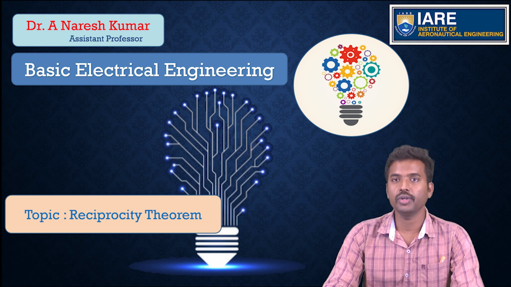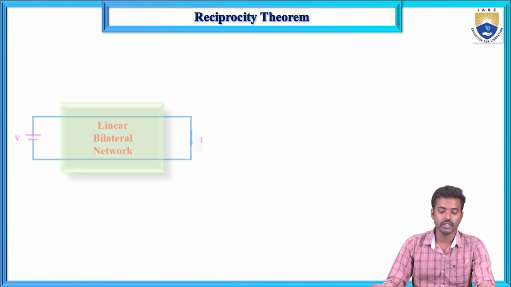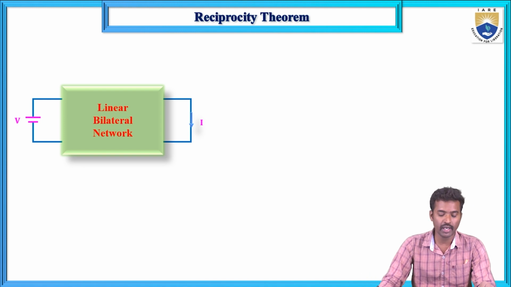Today, we are going to have a discussion on Reciprocity Theorem and its related problems. So first, the Reciprocity Theorem: in a linear bilateral network, when we interchange the source terminal and branch terminal, that means the excitation and response, the ratio of response to the excitation is the same.